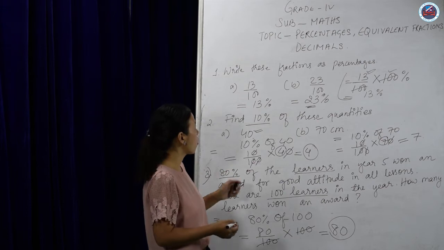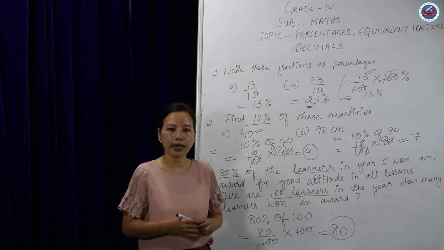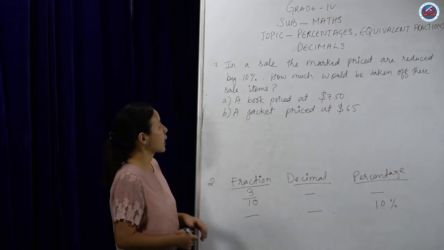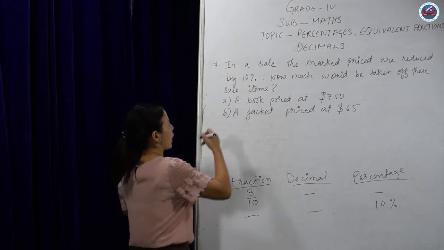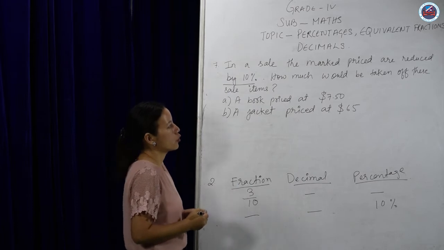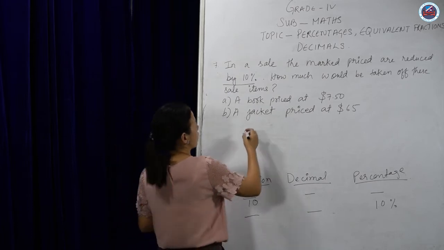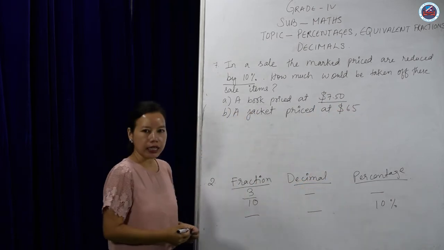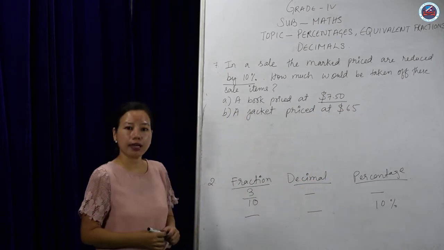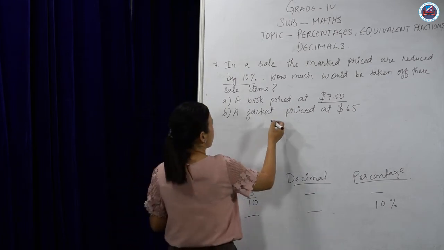So we will do one more question from your exercise. It says in a sale the marked prices are reduced by 10%. How much would be taken off the sale item? So we have a book priced at 7.50 and this price is reduced by 10%. So what will be the price? We have to find out.